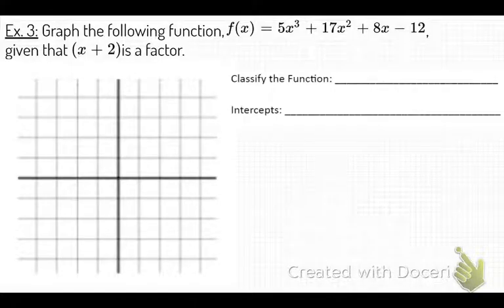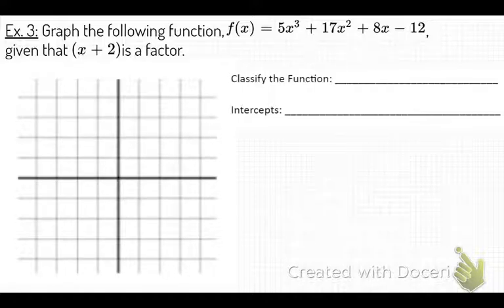Number 3 says graph the following function given that x plus 2 is a factor. What does it mean when I have a factor? That's the time I change the sign. So if I have a given, what do I use? Long division or synthetic. Why did you choose long division for this one? It does have a variable, but it doesn't have a coefficient, so I can still use synthetic division.